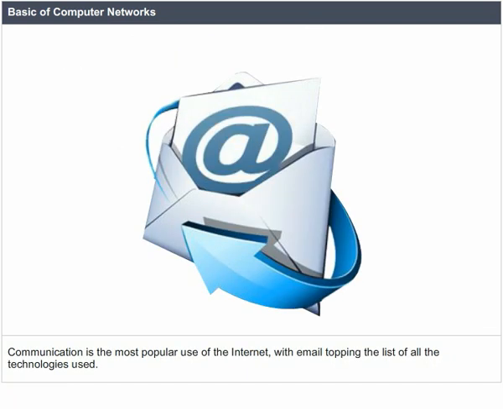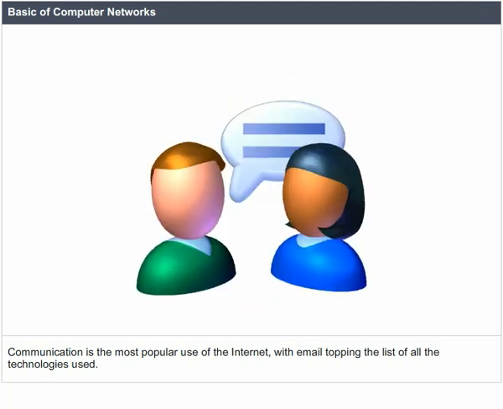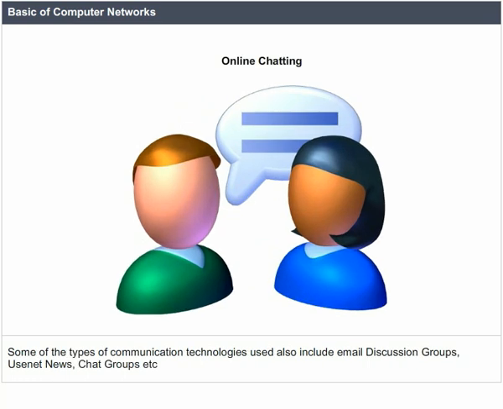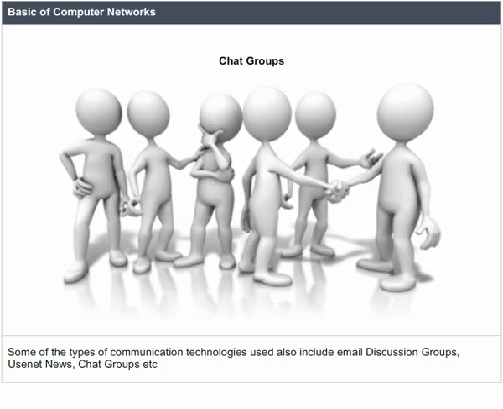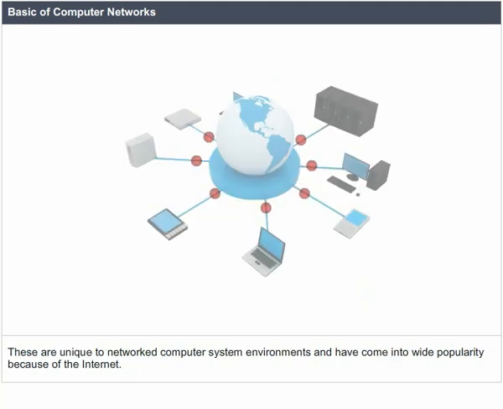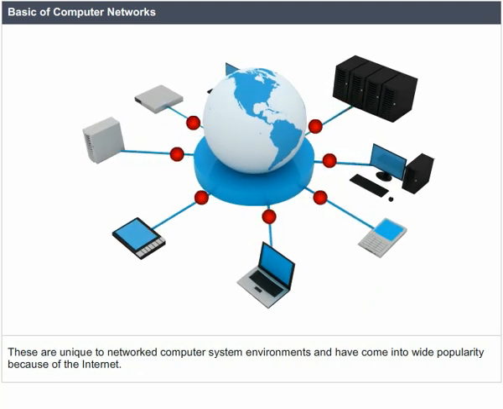Communication is the most popular use of the Internet, with email topping the list of all the technologies used. Some of the types of communication technologies used also include email, discussion groups, news, chat groups, etc. These are unique to network computer system environment and have come into wide popularity because of the Internet.